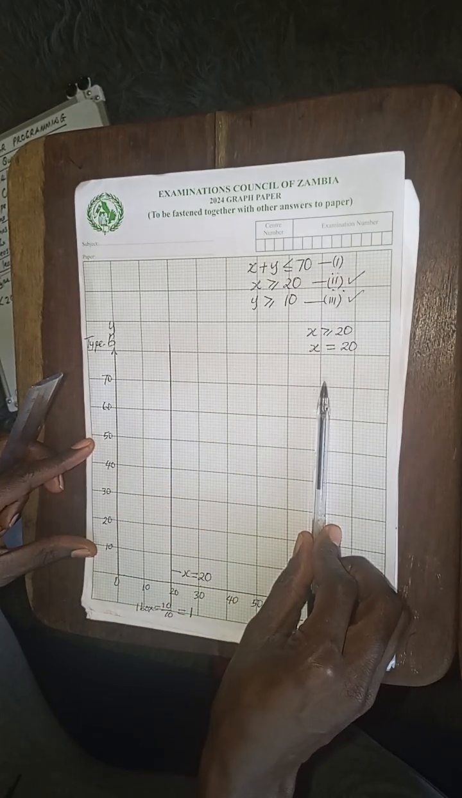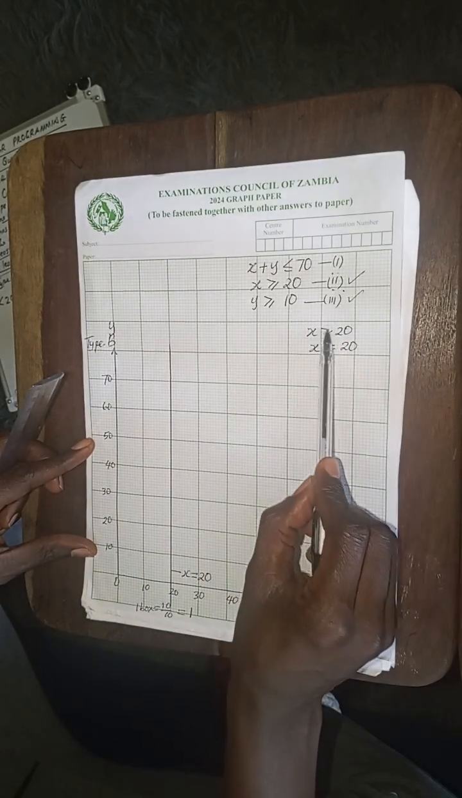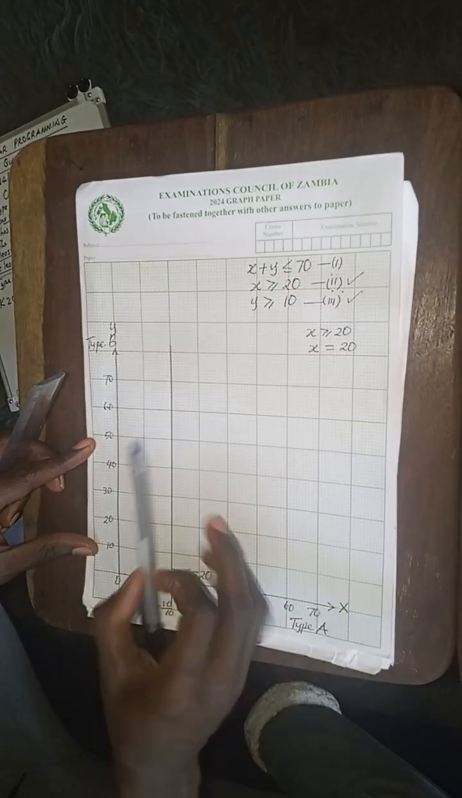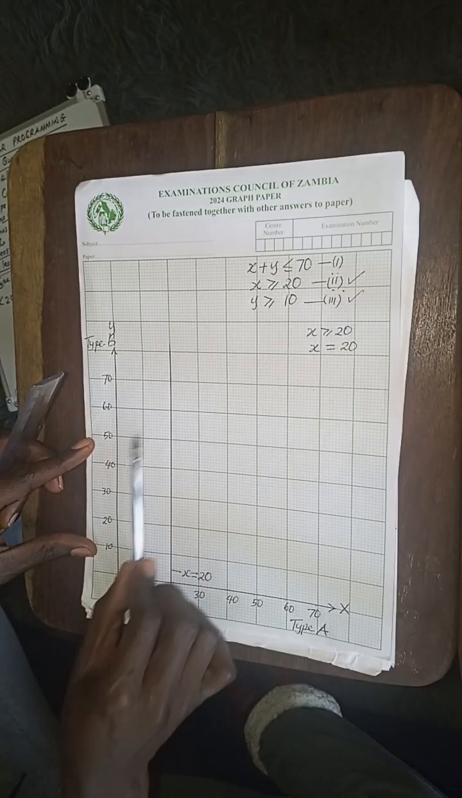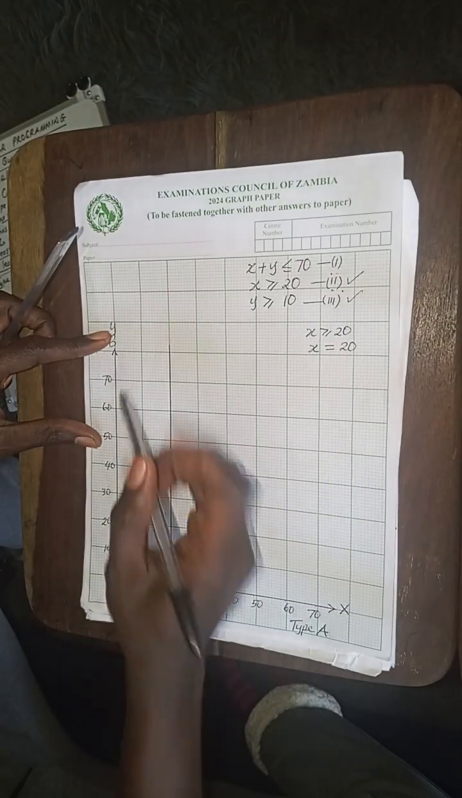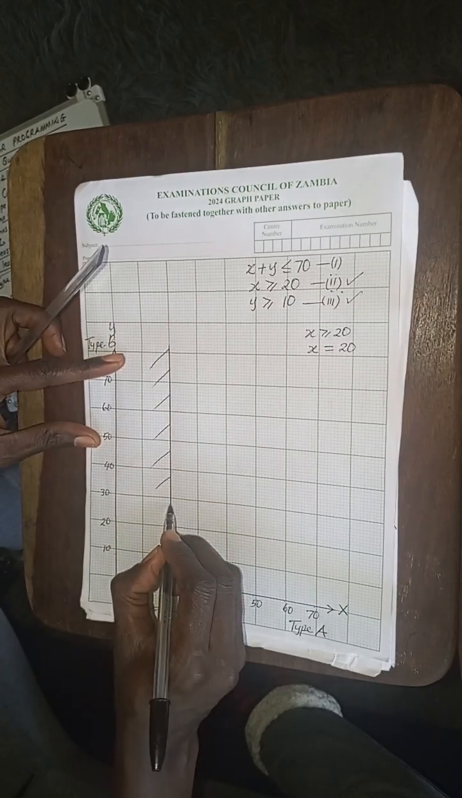Remember in the B part, it says we shade the unwanted region. So because it says x should be greater or equal to 20, the part which is greater than is this side. So this part is greater than, no wonder you can see the numbers increasing, and this side is less than. So the part that we want is the greater part. So you shade the unwanted region. So this is the unwanted region.